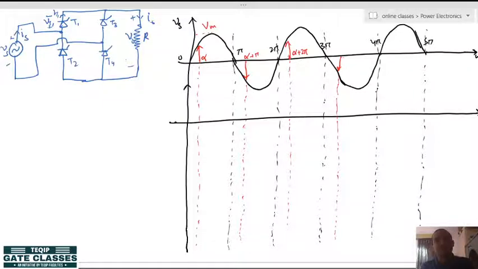PCC is the point of common coupling, basically. You will study what PCC is in power systems. So, these red markings are basically the firing angles.